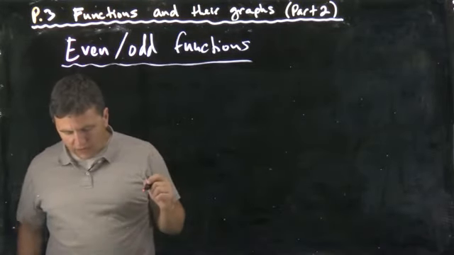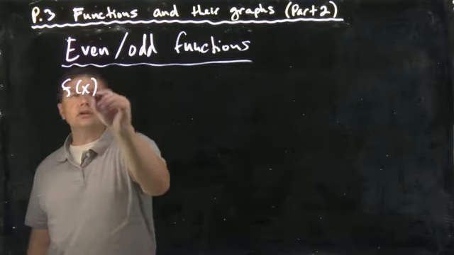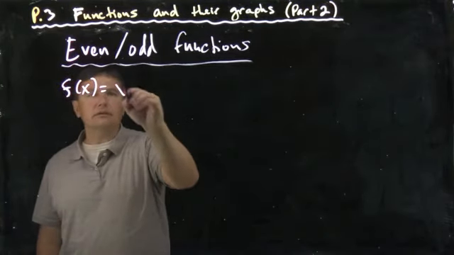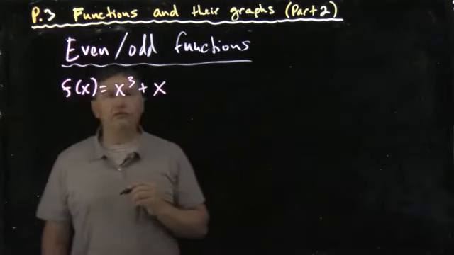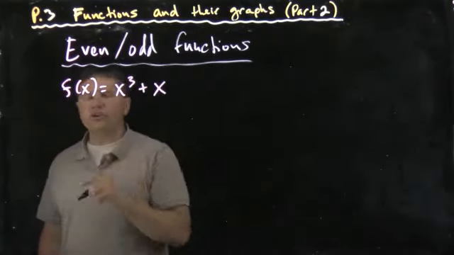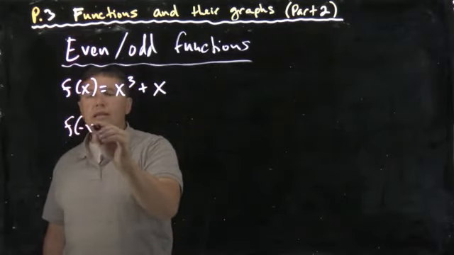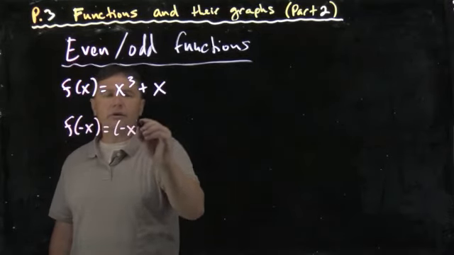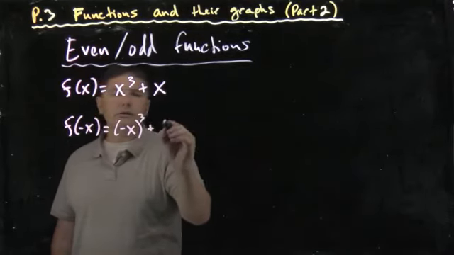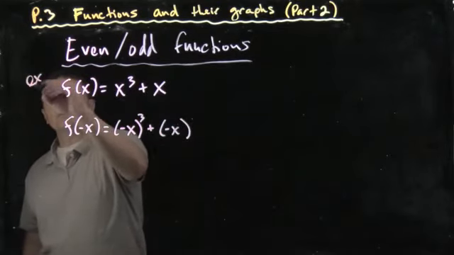Okay, so let's test a function. This is actually kind of a redo of what we did before, so I'm not going to get too bogged down in this. We basically want to always check we start with the original, then we're going to plug in negative x. So everywhere I see an x, I'm going to plug in a negative. Okay? Let's go with example 1.